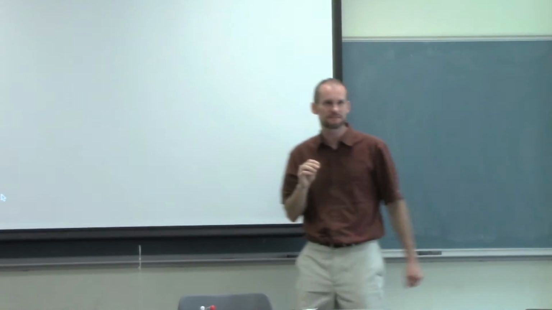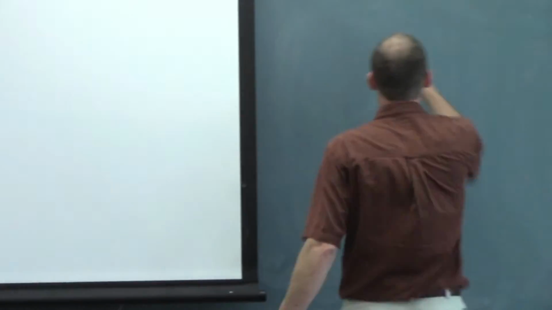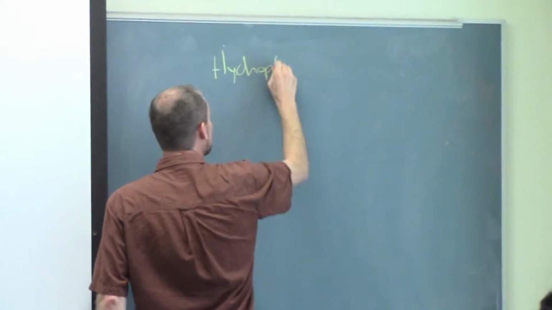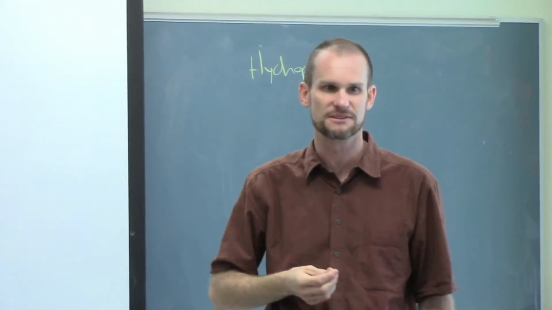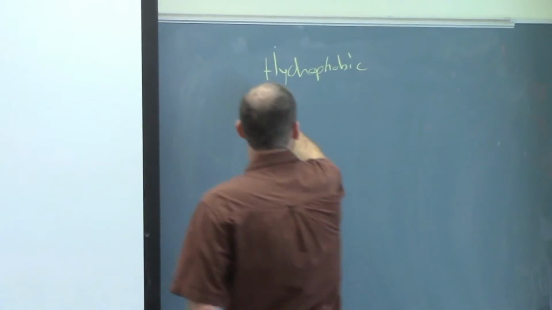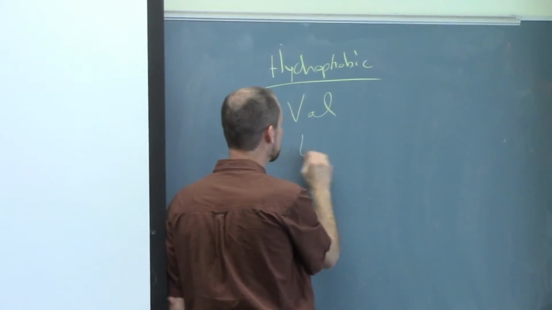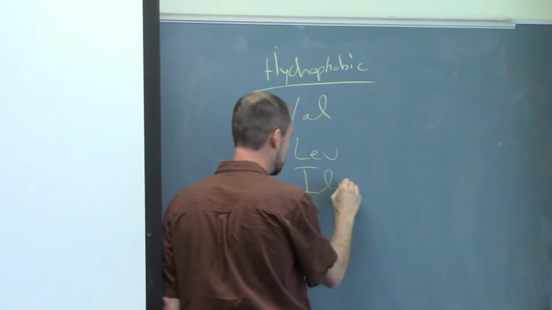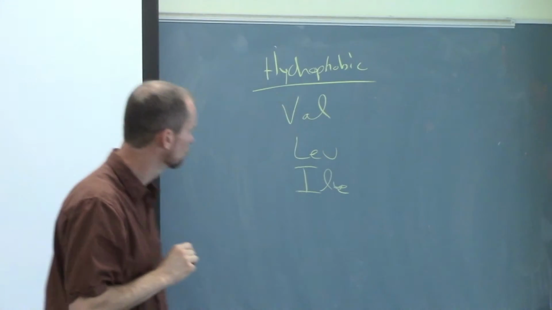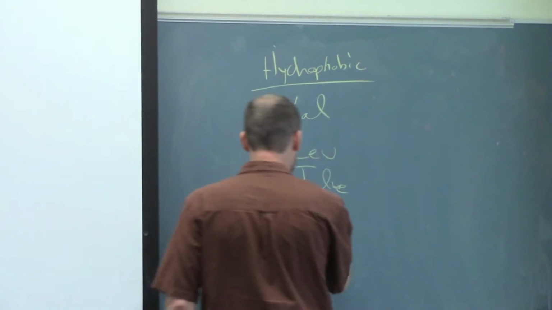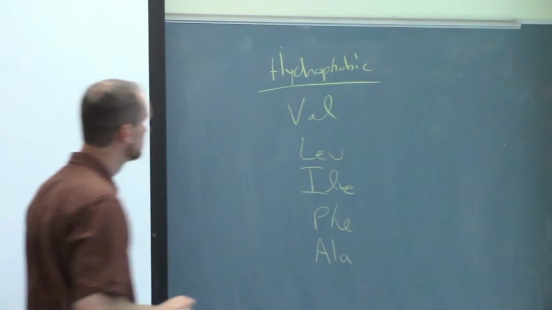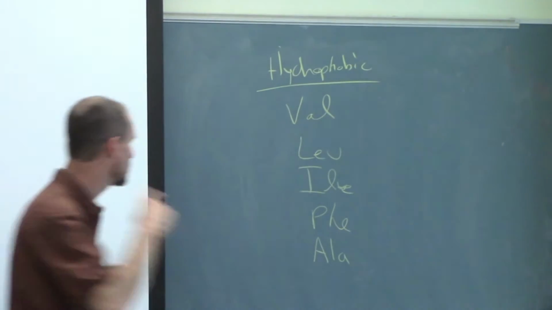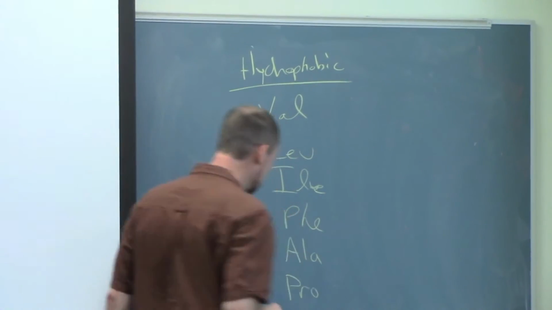So there's some major classes of amino acids, right? What are the major classes? So there's hydrophobic amino acids. What are the hydrophobic amino acids? Just for review, let's just spit them out because you guys know. Glycine. Valine. Leucine, isoleucine, alanine, phenylalanine, proline. Okay.